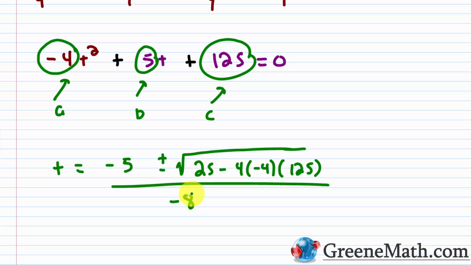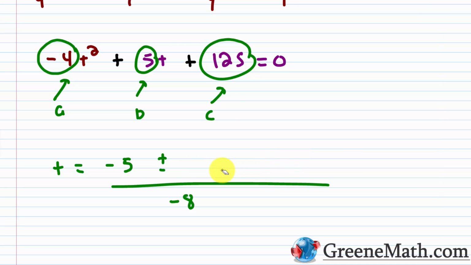Okay, so negative 4 times negative 4 is plus 16. So let's just put plus, you'd have 16 times 125. That's going to be 2,000, okay? So 25 plus 2,000, you do this all in one shot. This is 2,025. If you punch up the square root of 2025 on a calculator, you're going to get 45. So this is 45.